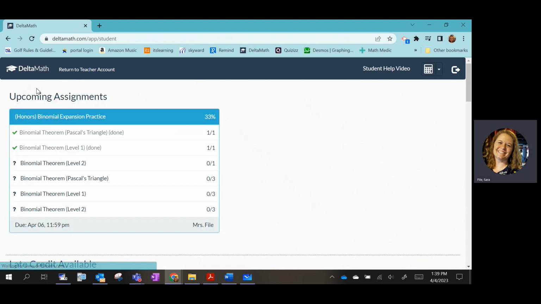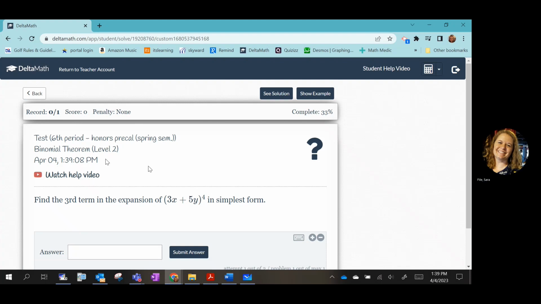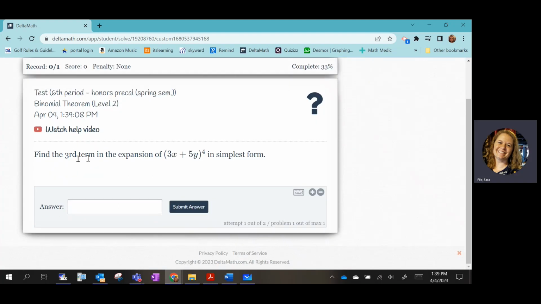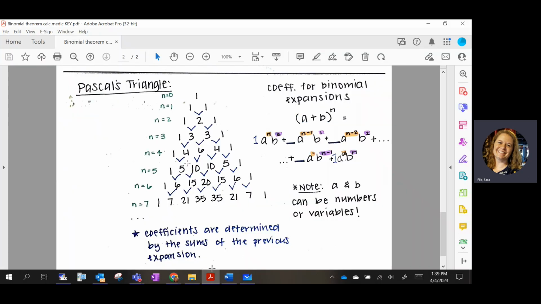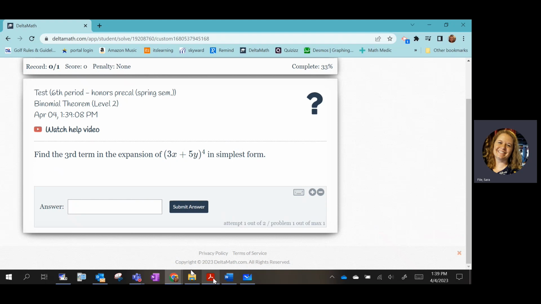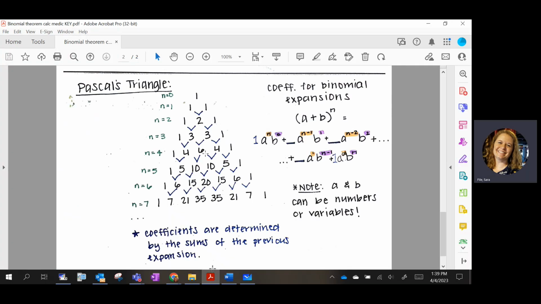All right. Let's see if we can get one more in before the bell. All right, the third term. Okay, this one's a little trickier because there are coefficients and variables in the binomial. But let's think about it. The fourth degree, so in Pascal's triangle, I'm looking at the 1, 4, 6, 4, 1. So they said the what? The third term. So that would be the coefficient of 6.